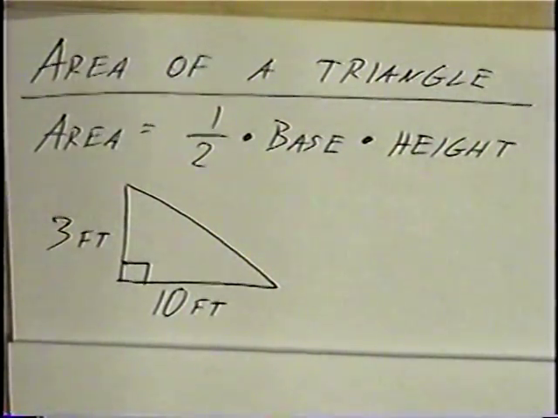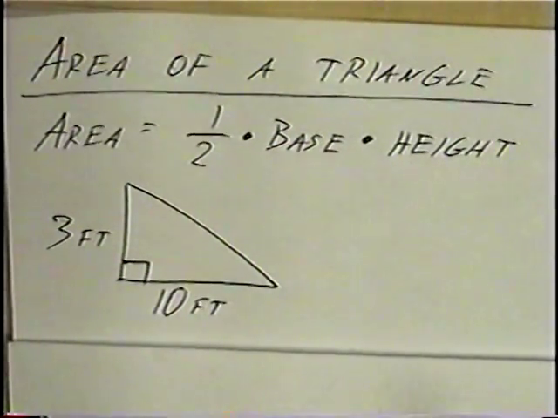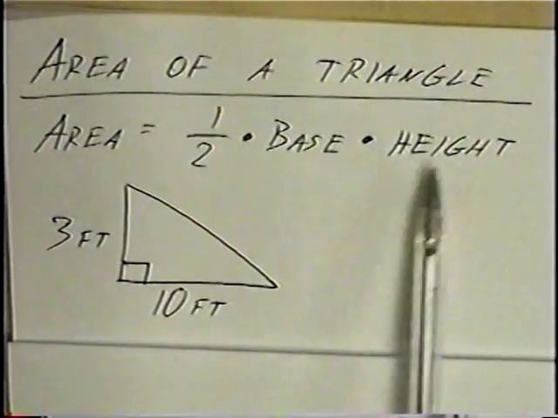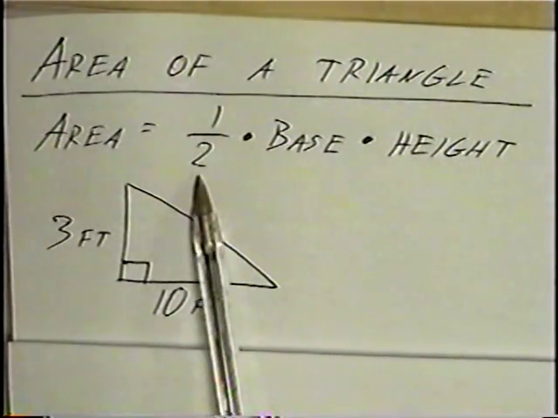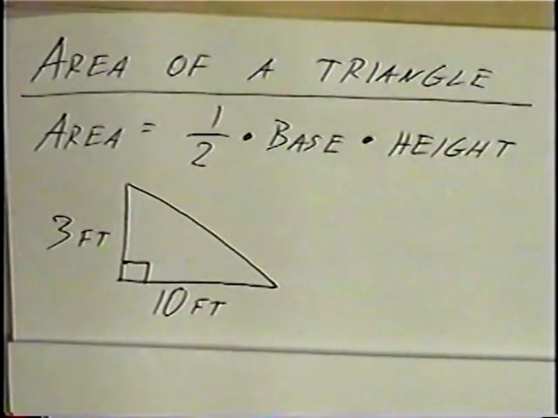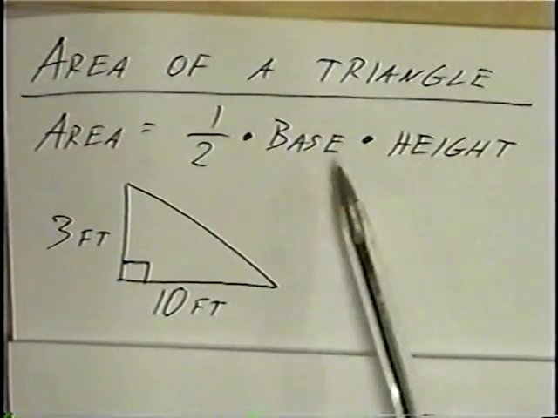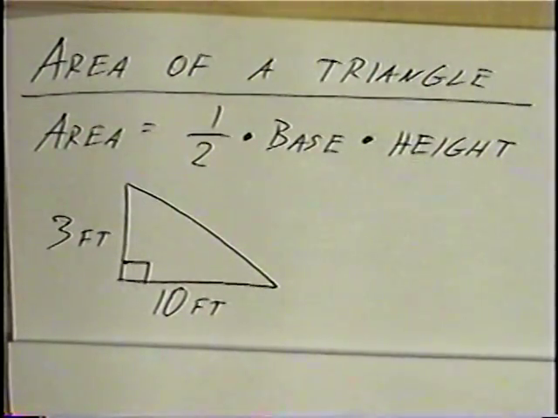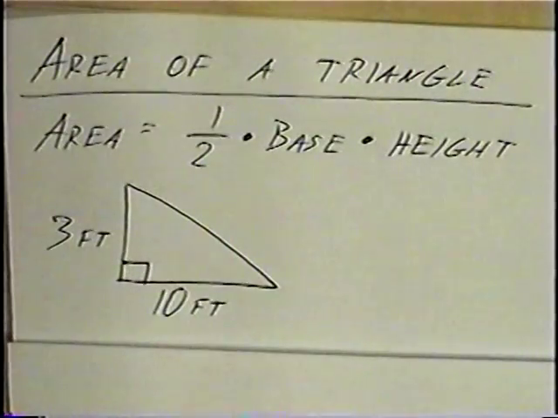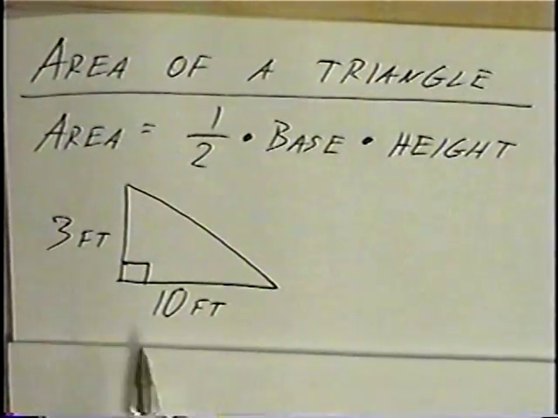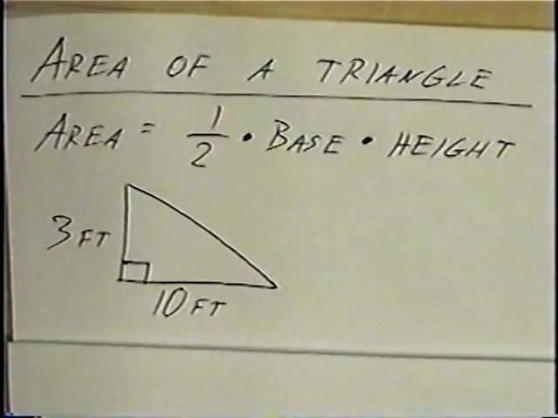Area of a triangle. The formula for the area of a triangle, similar to a rectangle, is base times height, but we're going to multiply by 1/2, or we can also divide by 2. So the area is 1/2 times base times height. Looking at the first triangle, we have 2 sides given, 3 feet and 10 feet, and the third side is unknown.